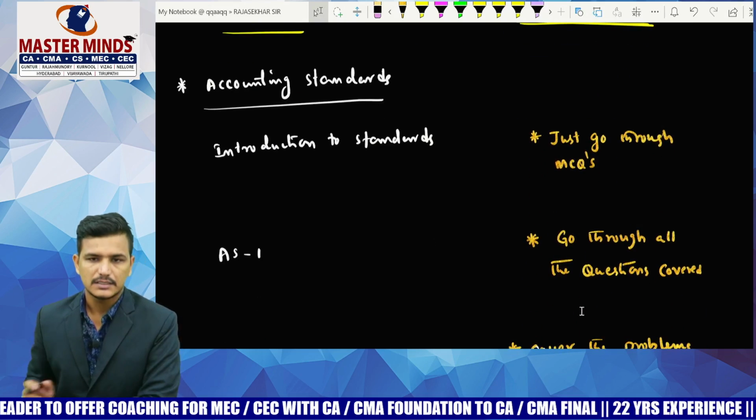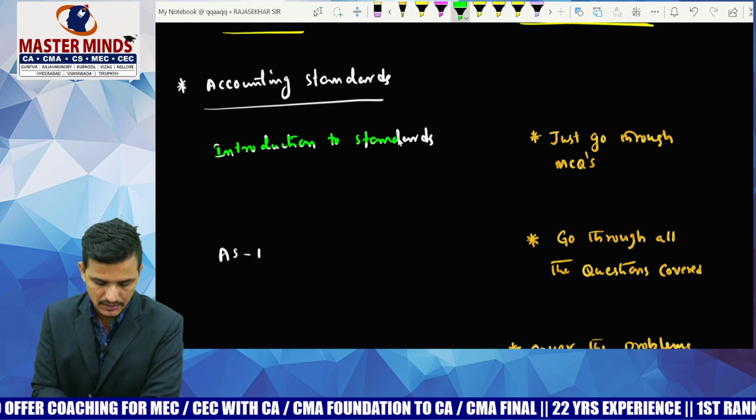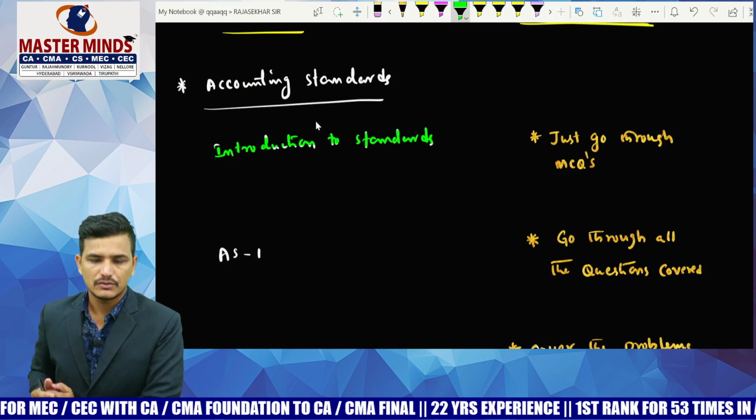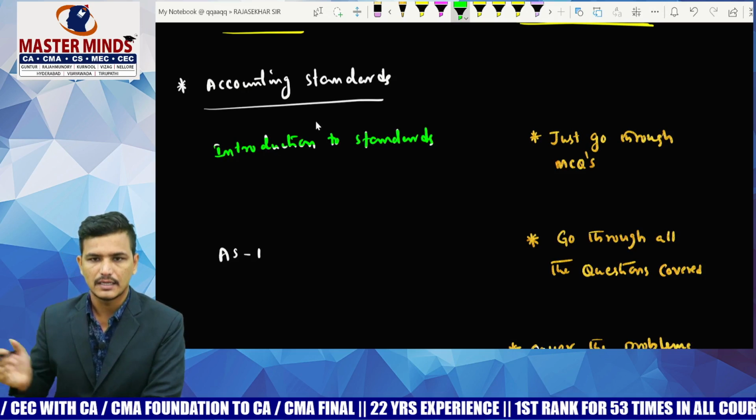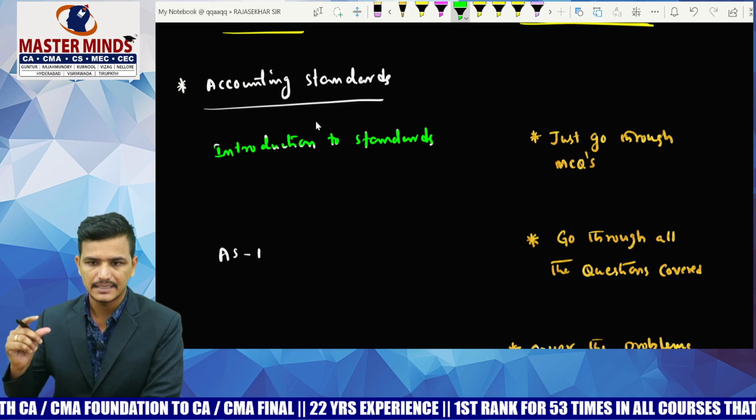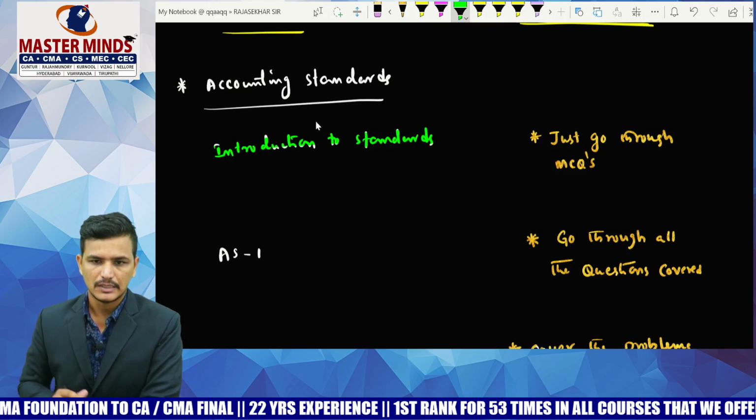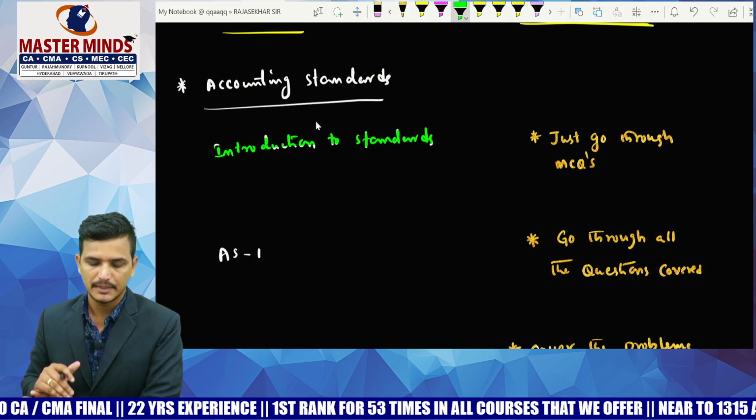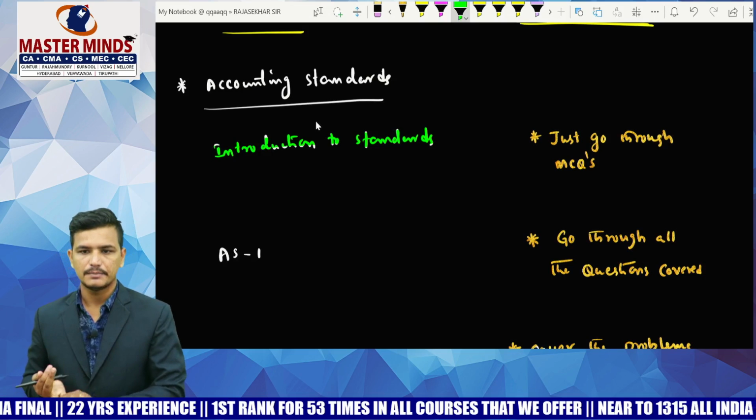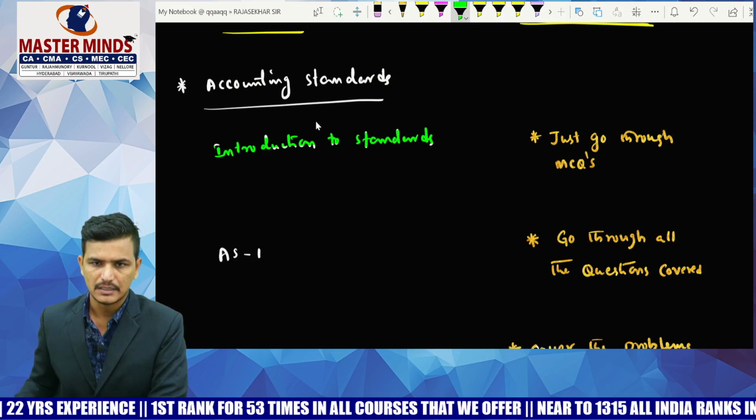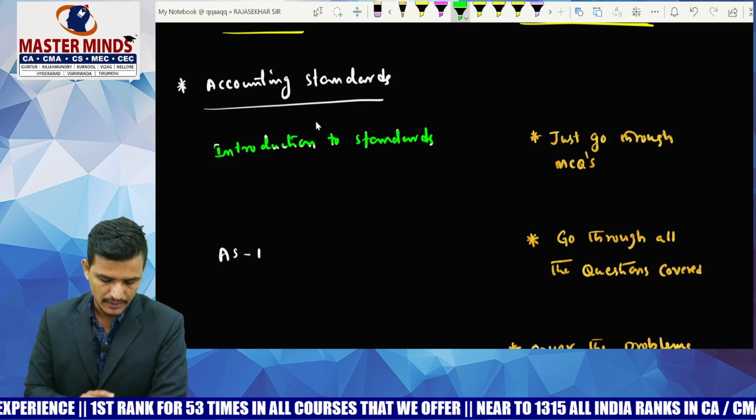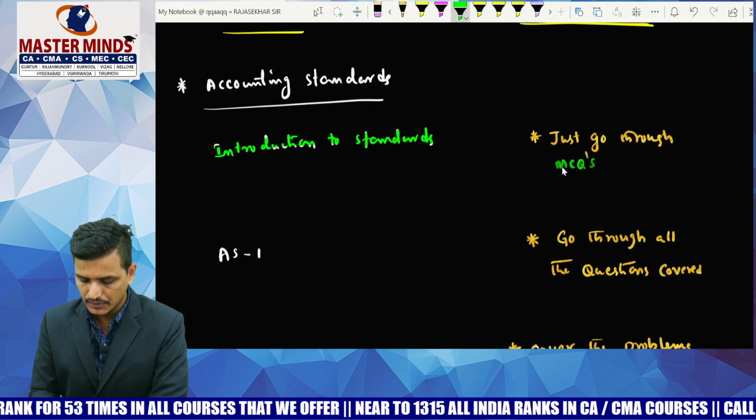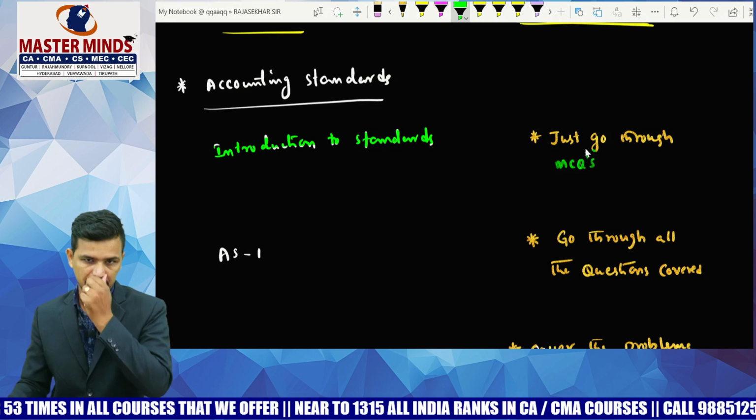In the accounting standards, first is the introduction to accounting standards. Sir, whether we have to go through this chapter or not? Actually, in the introduction to accounting standards, just go through the MCQs we have given. There is a separate material for the MCQs, in which we have covered all the MCQs of the institute and ICMA sources, like study material, RTPs, MTPs and past examination papers. Just go through the MCQs in our MCQ material.